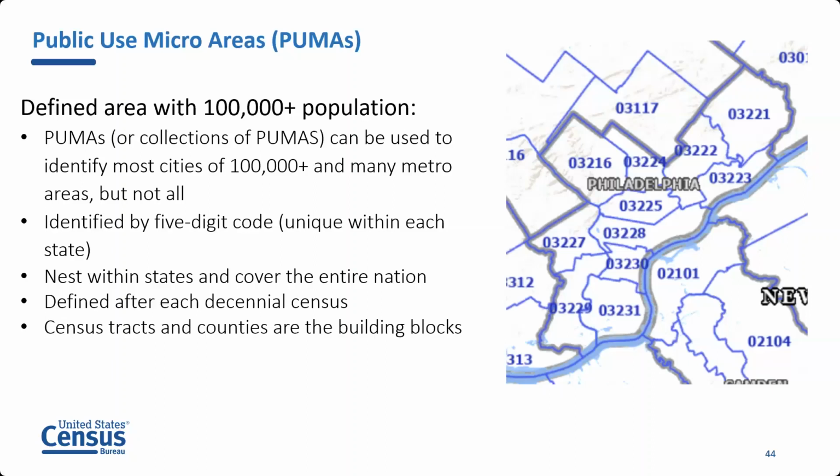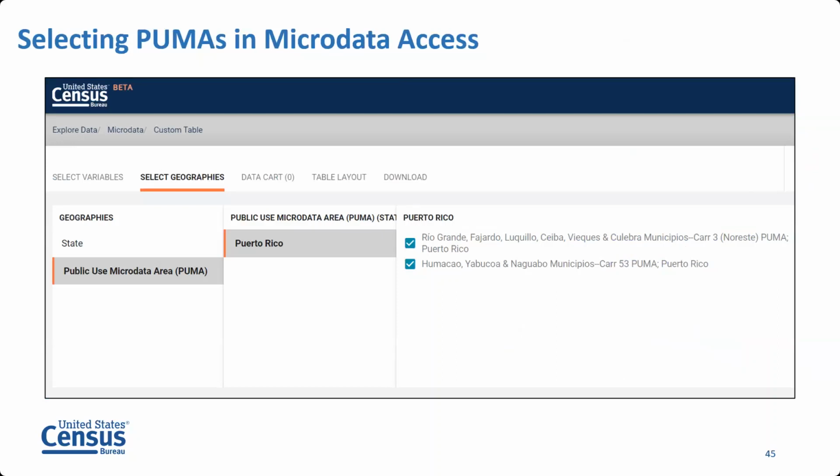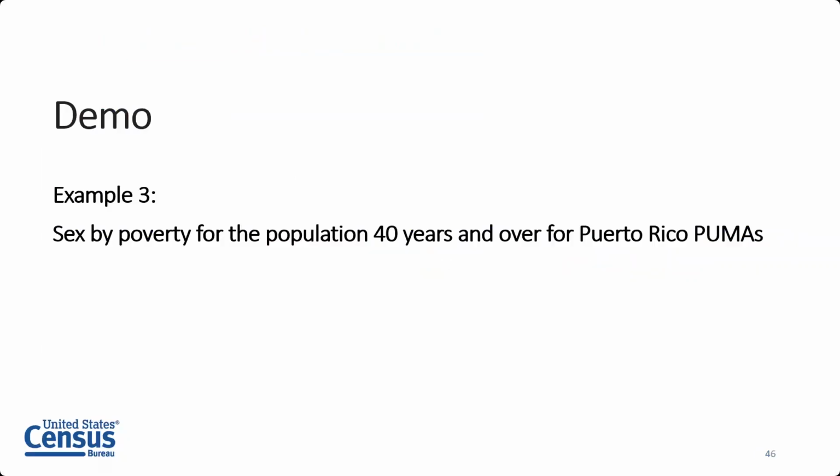In order to find these PUMAs within MDAT, and for right now, we do have only 2 PUMAs available within MDAT, you would go into the Select Geographies tab, then click on Public Use Microdata Area, Puerto Rico, and then select your 2 PUMAs. So that is what we're going to show for our last example. This is looking at sex by poverty for the population 40 years and over for those Puerto Rico PUMAs.